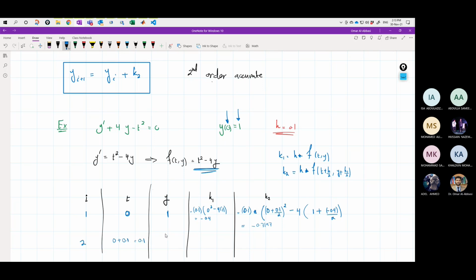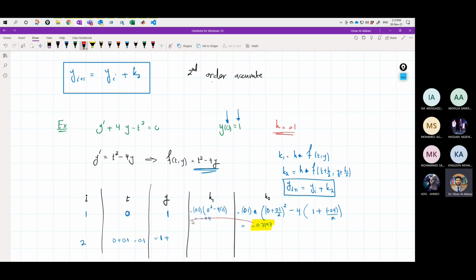How much is y now? The new solution. So the new solution equals the old solution plus K2, correct? That is the scheme. So that is equal to 1 plus K2. Where is K2? That is K2.